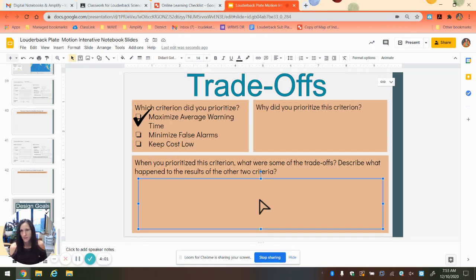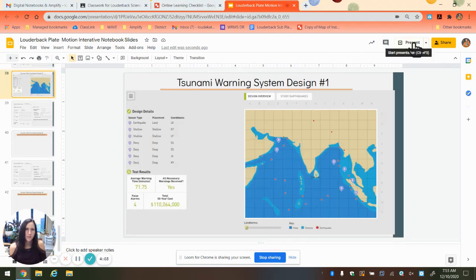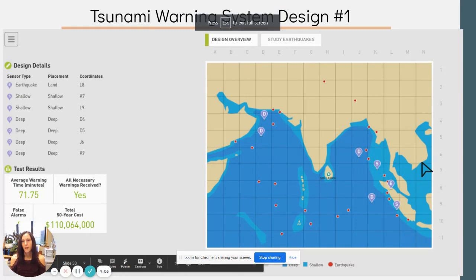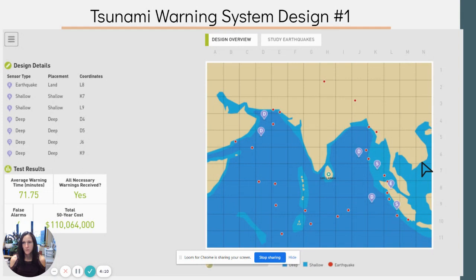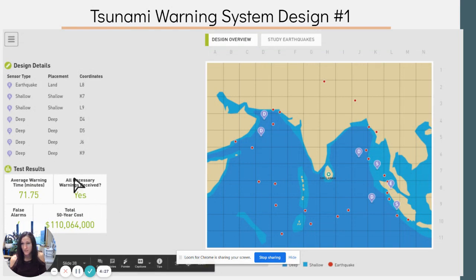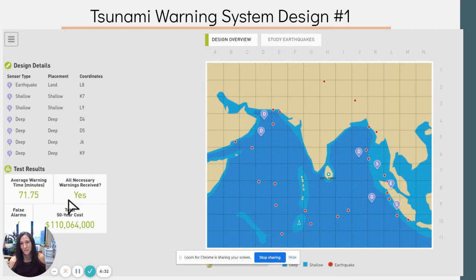So for me, if I'm going to look at my data that I screenshot here, I may talk about how I tried to eliminate my sensors as best as I could, but the only way to get a yes with a high warning time is I had to use the expensive deep water sensors. So that would be considered a trade-off. In order to get this time frame and all warnings received, I had to pay more for better quality sensors. That's an example of a trade-off.